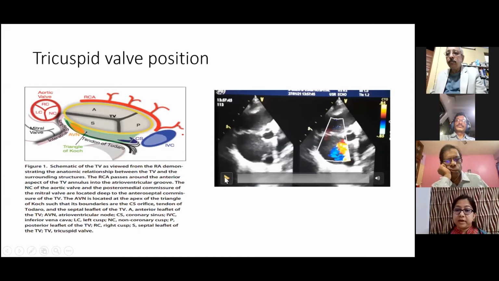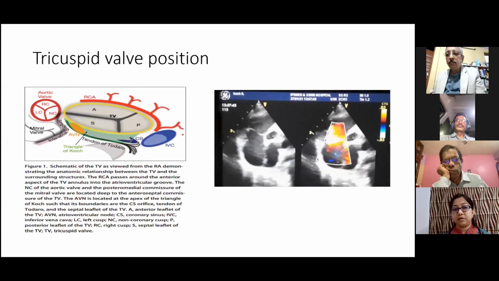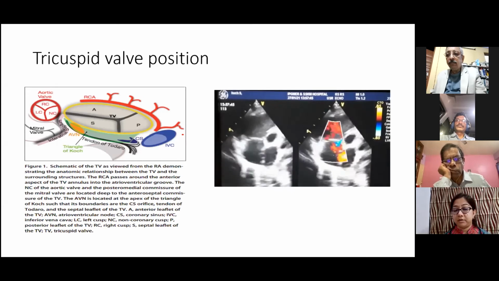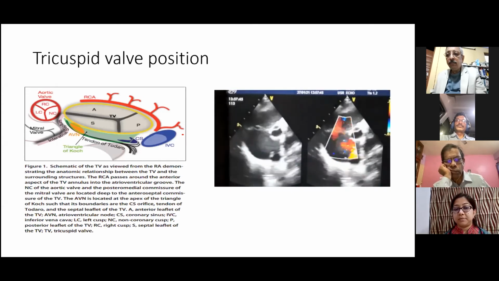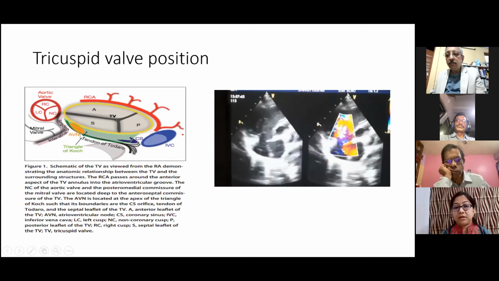To look at the tricuspid valve, it lies slightly posterior and to the right of the aortic valve. It lies in relation with the interatrial septum. The important relationship is with the AV node. The septal leaflet forms one of the boundaries of the triangle of Koch, and the tendon of Todaro lies posterior to the septal leaflet. Next to the anterior leaflet of the tricuspid valve lies the right coronary artery. The coronary sinus ostium, the opening, lies just posterior to the septal and posterior commissures.